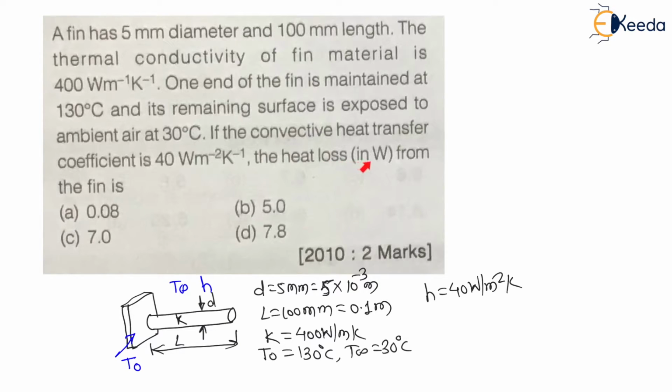Then, the heat loss in watt from the fin is. Now, what is the heat loss from the fin? That we have to find in watt. Now, my dear students, let us solve this question. Here we have written all the data. I will tell you the answer. Let us pause the video and try to find this answer. Now, the answer for this question will be option B, that is 5 watt.